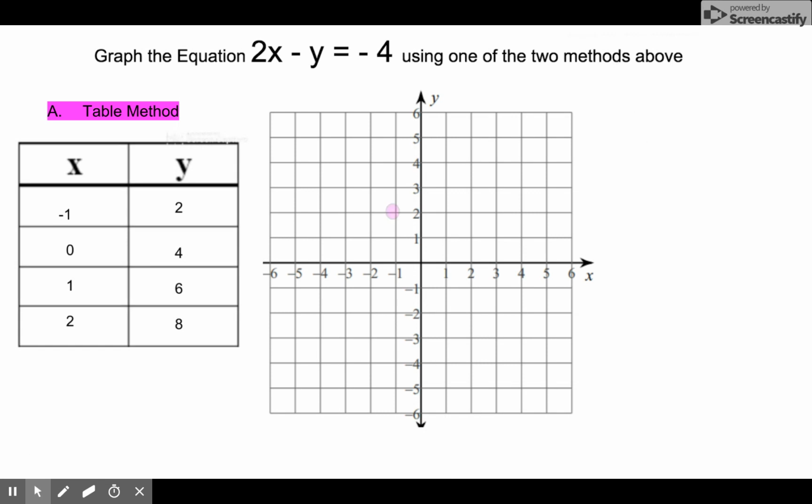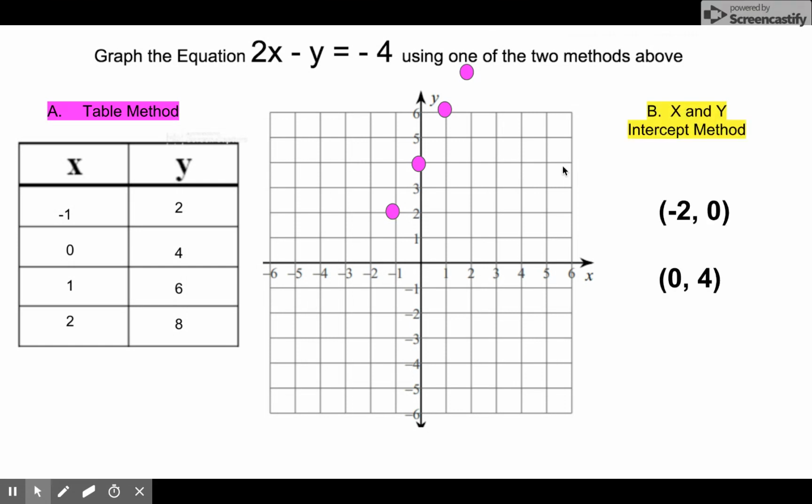And before we do the other side, if you're using the table method, all you're doing, like we did before, is just plotting these points. So you'll plot -1, 2. You'll plot 0, 4. You'll plot 1, 6. And unfortunately, 2, 8 does go off this graph. So 2, 8 would be up here. So that is the table method, where you plot those points you got, and then you connect it into a line.